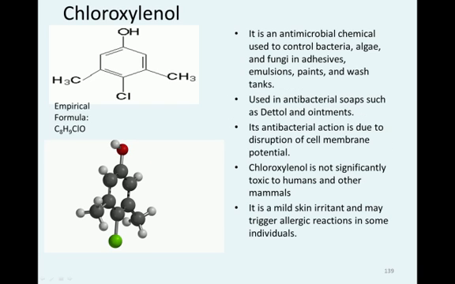Chloroxylenol is an antimicrobial chemical used to control bacteria, algae, and fungi in adhesives, emulsions, paints, and wash tanks. The overall structure consists of a cyclic ring with several different functional groups.